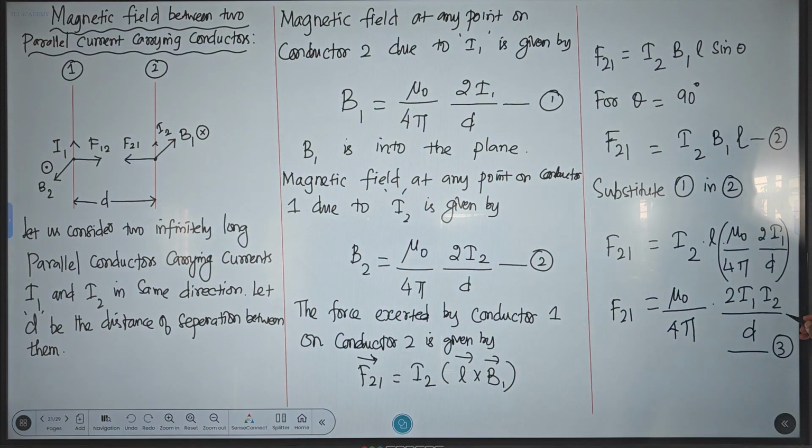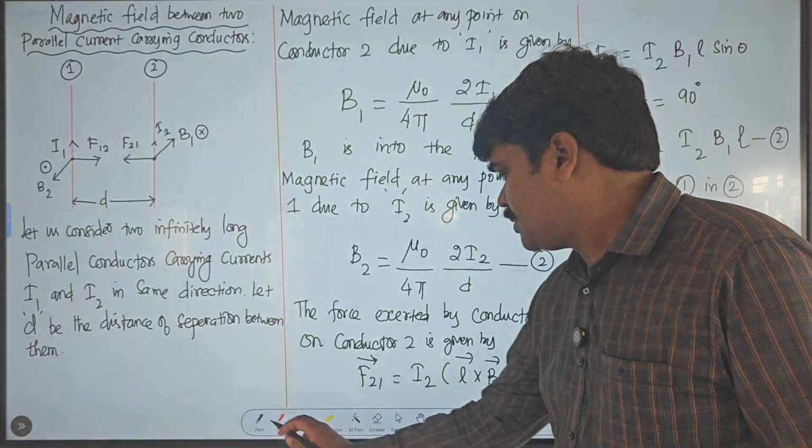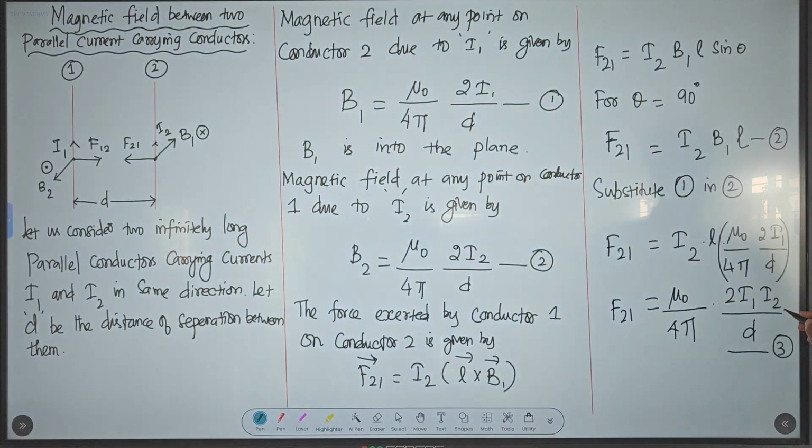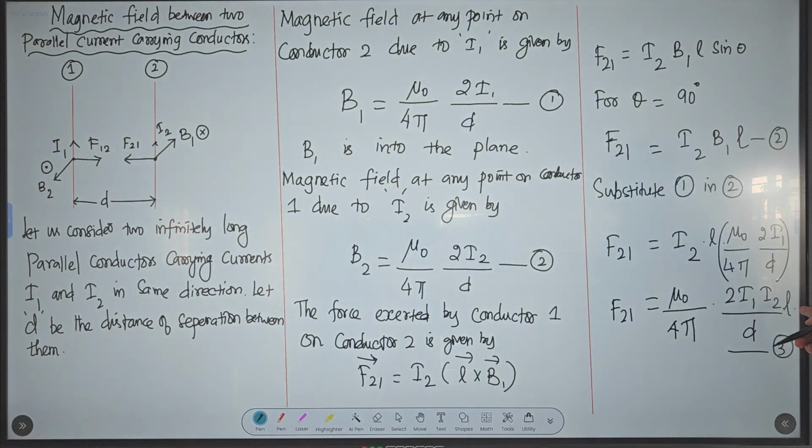I missed one term in this, that is the length. So I'll write that term, that is length. Some of you might be thinking, if force per unit length is asked, why are we keeping the length here? I will explain at the last why length is necessary here. Why are we not taking L as 1 and not writing L here?